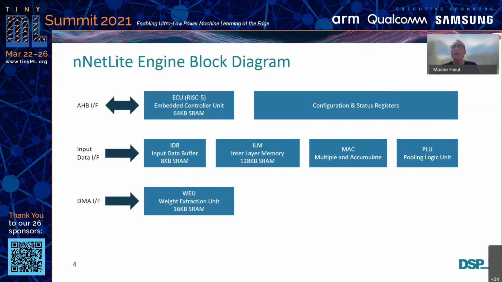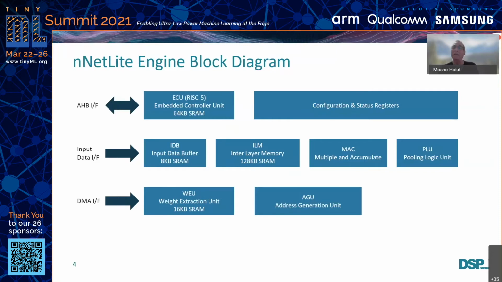We compress our weights after they are being quantized. And this weight extraction unit has to extract them and arrange them in a 16 kilobyte SRAM as a cache memory for the current computation only. So the memory is very small, even though the weights can occupy about 1 megabyte of memory.